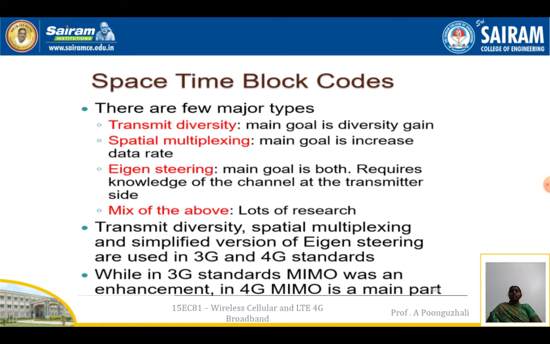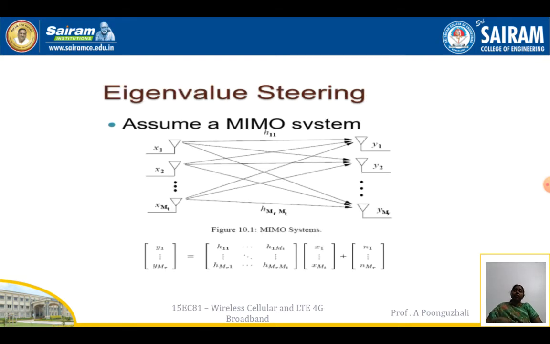Transmit diversity, spatial multiplexing, and simple versions of eigensteering are going to be used in 3G and 4G standards. In 3G standards, MIMO was an enhancement, but in 4G, MIMO itself is the main concept. In eigensteering, eigenvalue steering, we are going to assume a MIMO system. We are going to assume MT branches at the transmit side and MR receive antennas, and the number of branches is going to be MT into MR. So H11 to H of MT into MR.